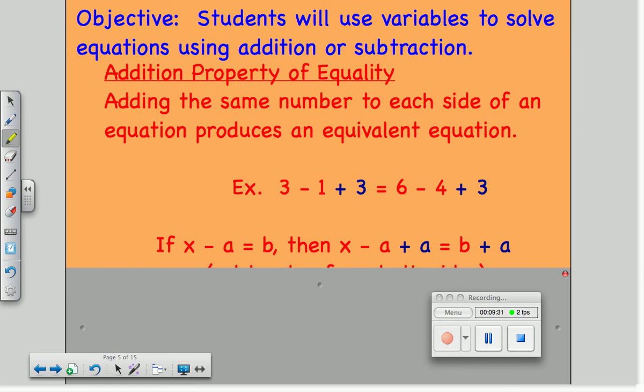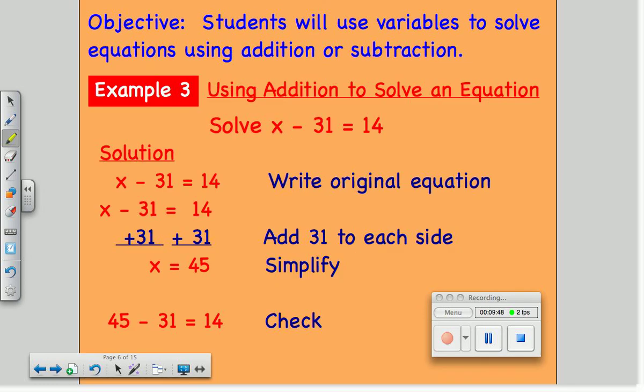In variable terms, if x minus a is b, then x minus a plus a, which would be 0, so I have the x by itself, equals b plus a. You're going to get the same answer. Okay? Next slide. Now this you're going to write down.